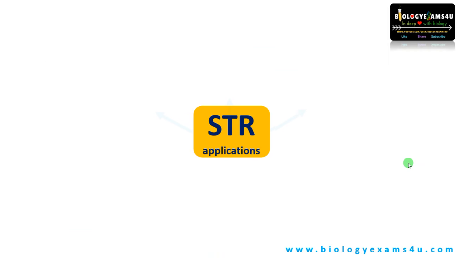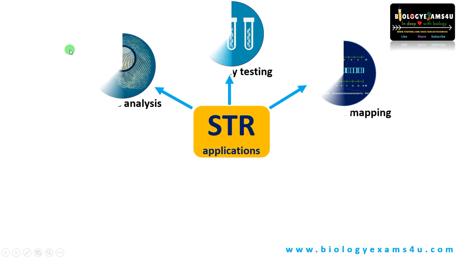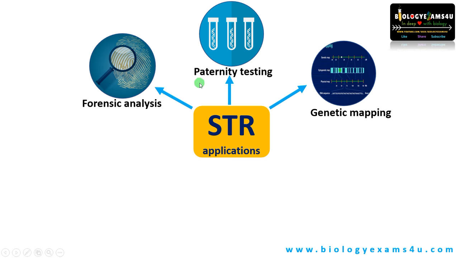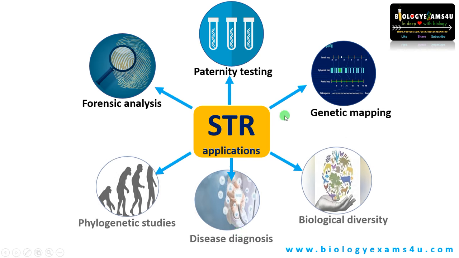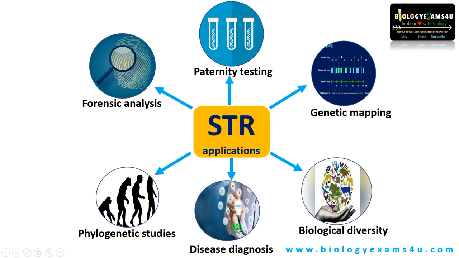Now let us see the applications of STR. STR is widely used in forensic analysis, in disputed parentage, in the case of paternity testing, then in genetic mapping, in genetic linkage analysis. STR is present in eukaryotes and prokaryotes. Therefore, it is also involved in identifying diseases or in disease diagnosis, causative organisms or pathogens, also helpful in assessing biological diversity. It's widely used in phylogenetic studies to trace out the evolutionary history of a species, widely used in DNA fingerprinting.